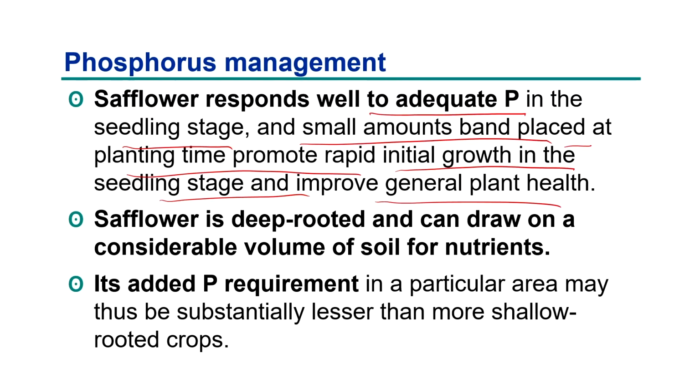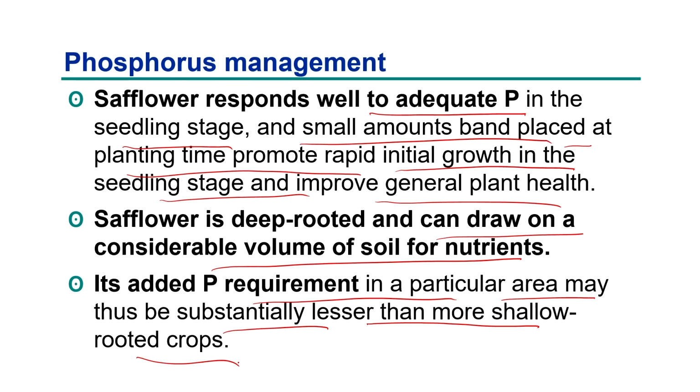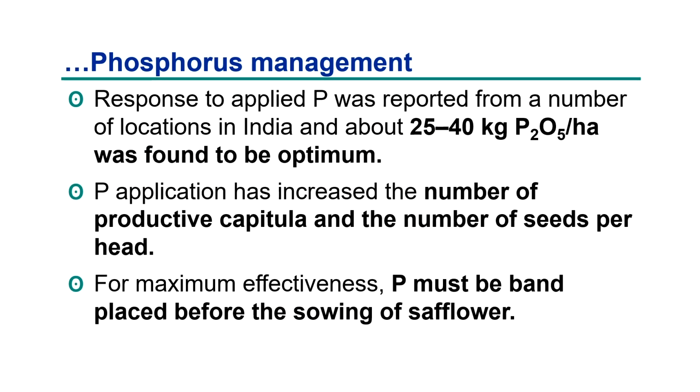Safflower is a deep-rooted crop and can draw on a considerable volume of soil for nutrients. Its added phosphorus requirement in a particular area may thus be substantially lesser than for more shallow-rooted crops. Response to applied phosphorus was reported from a number of locations in India. About 25 to 40 kg P2O5 per hectare is optimum.